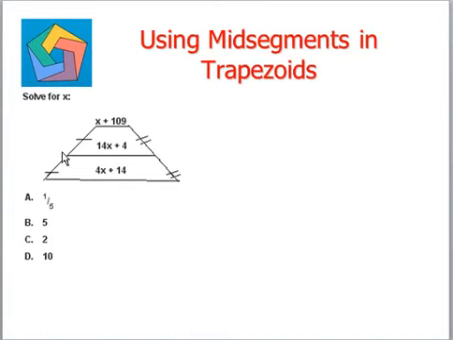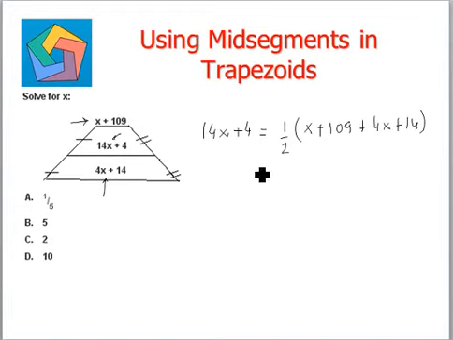Solve for x, and we're given a trapezoid with two bases. The first base is x plus 109 while the second is 4x plus 14. The length of the mid-segment is given by 14x plus 4. So now we know 14x plus 4, that is the length of the mid-segment, is equal to one half of the sum of the two bases, x plus 109 plus 4x plus 14.